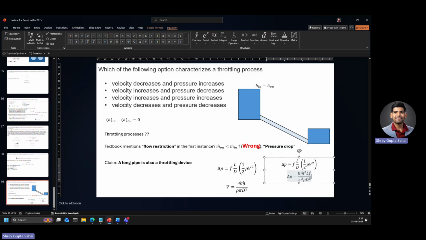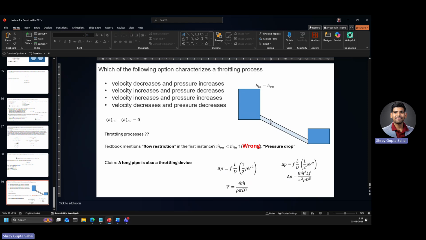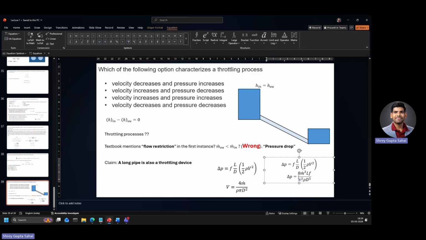So for a given length of pipe, what is the way to reduce this flow rate? Or let me put it correctly. Right at this point of time it will not be very clear. Let me see. Wait.